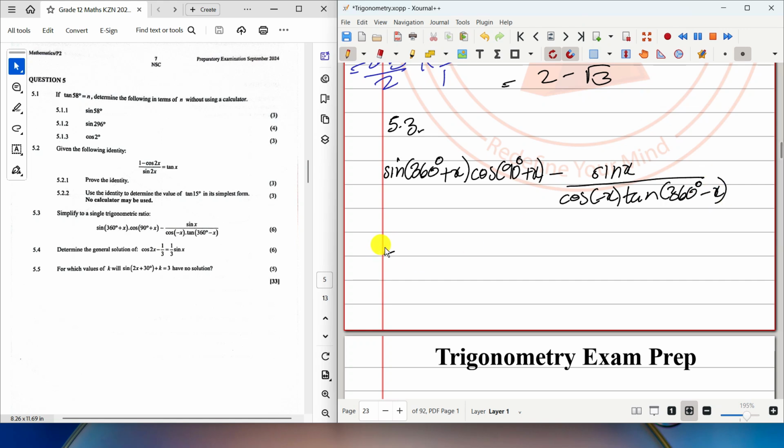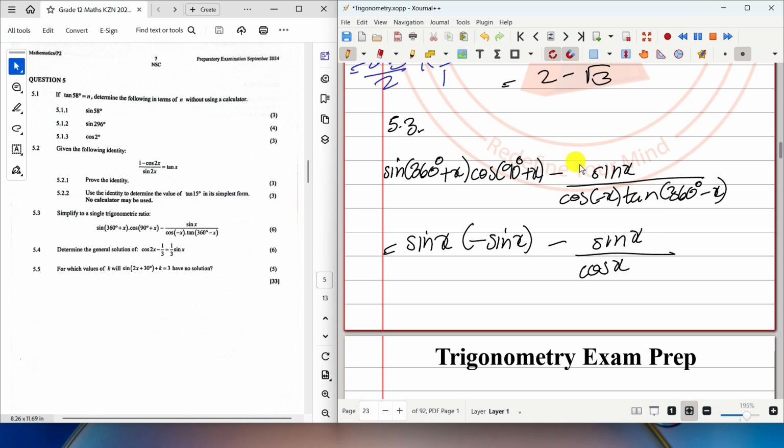cos open bracket negative x close times tan open bracket 360 degrees minus x close. Sine in the 360 degrees plus, which quadrant is that? This is the first quadrant, so it is positive, so it will be positive sine. Now cosine in the 90 degrees plus quadrant, which one is that? It is the second quadrant. It is negative, but because of the 90, cosine will change, it will become sine x minus sine x. Negative angle of cosine will be positive cos x.